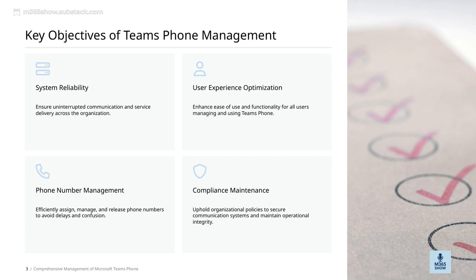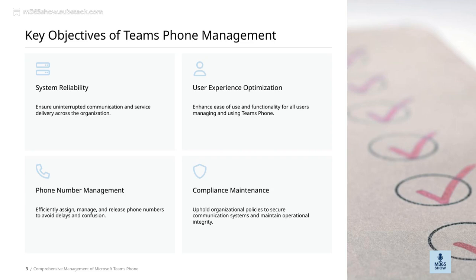Next, compliance maintenance is essential. Properly assigning, managing, and releasing phone numbers helps us avoid delays and confusion. It's about making sure the right numbers are assigned to the right users and that everything is kept organized. Then there's user experience optimization. Our goal is to make Teams Phone as easy to use as possible for everyone. When users find the system straightforward and functional, it boosts productivity and reduces support issues.